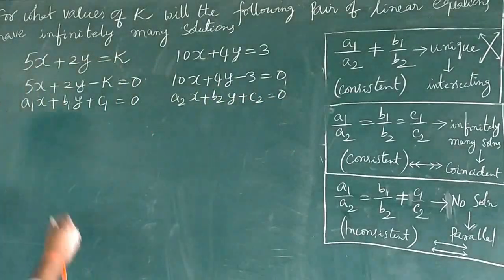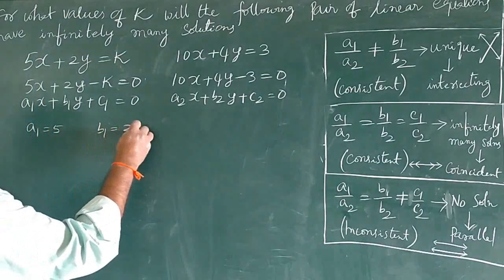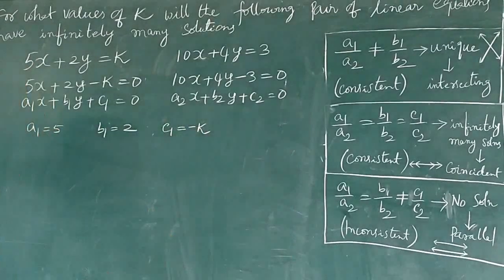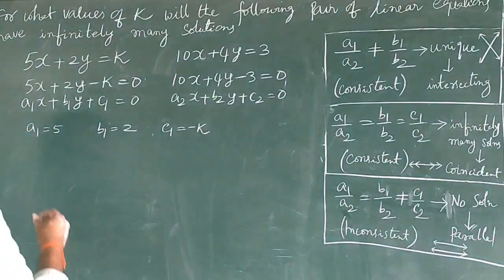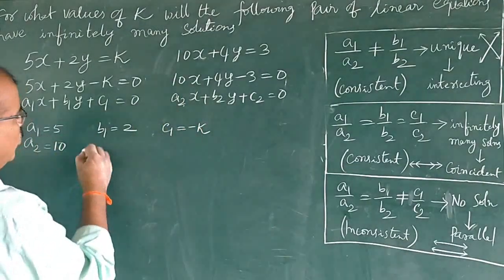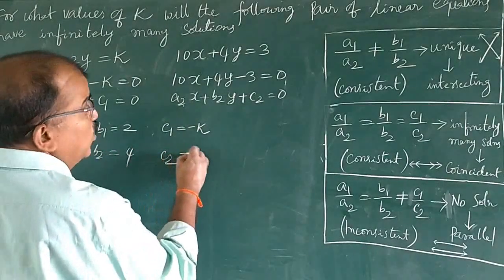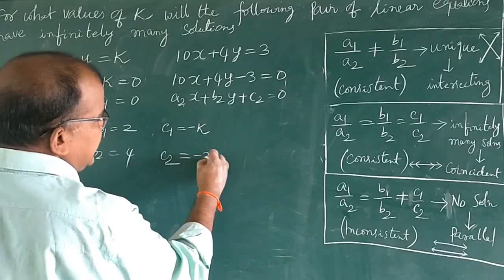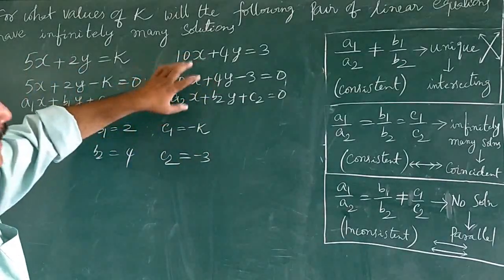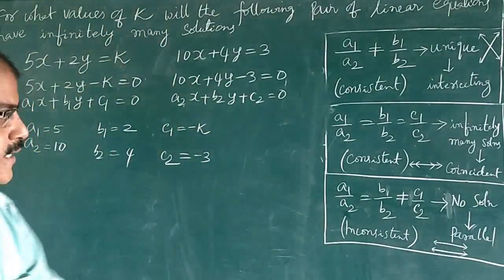Now I will write a1 is equal to 5, b1 is equal to 2, c1 is equal to minus k. Next, a2 is equal to 10, b2 is equal to 4, c2 is equal to minus 3. Already this pair of linear equations is having infinitely many solutions and k is equal to one number, one constant.